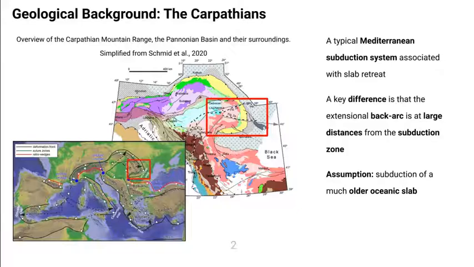The Carpathians evolved similarly to many Mediterranean subduction systems that are associated with slab retreat. The key difference is that in the case of the Carpathians, the back arc is at large distances from the subduction zone. In such systems, the subduction of a narrow oceanic slab is proposed as an explanation for the geological features, orogens, back arc basins that can be observed today.